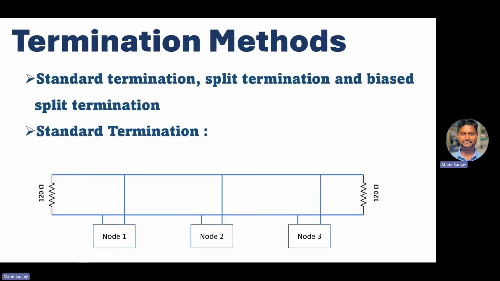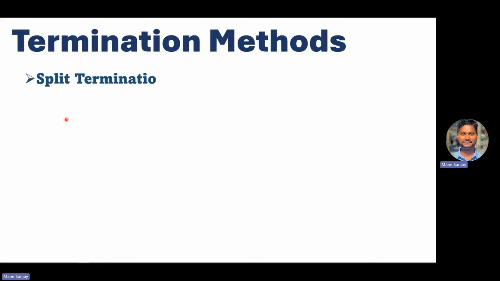So if, instead of jumping to the split termination, I refer to this standard termination, we have to just remember that this 120 ohm is required at both ends of the network. Some applications with space or cost constraints that do not have very stringent EMC requirements may go for the standard termination. Right? If you don't have any stringent requirement on electromagnetic interference or EMC, then definitely we can go for the standard termination. Now let's talk about the split termination.